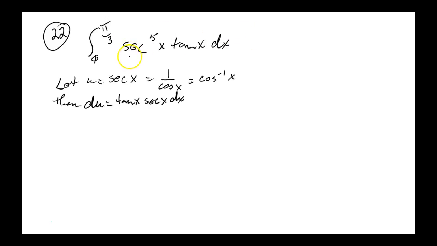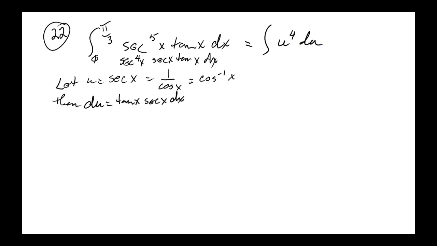We plug that in, right? Let me rewrite this slightly as secant fourth x times secant x tangent x dx. That way you can plug it in. Now it's easier to plug in. What would that be? u to the fourth du. Now, we didn't change our limits.